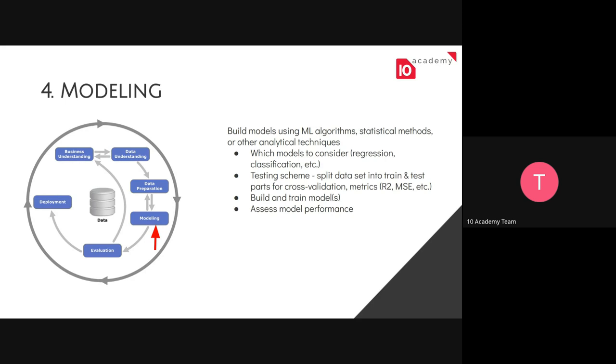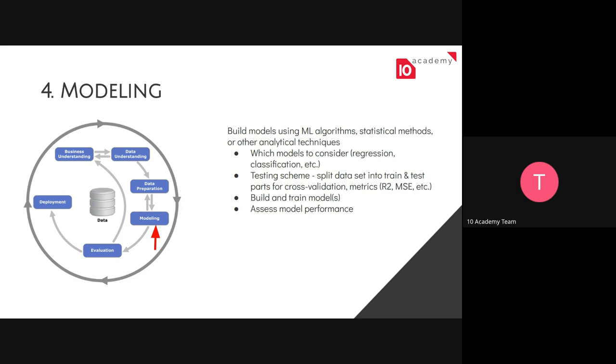You have to choose the metric you will measure the performance of your model with. For a classification model, you can use accuracy and recall metrics. For a regression model, you will use something like root mean square error. Depending on what you are trying to do, the metric you'll use is different, and usually you have multiple choices of metrics. You have to build and train the models and assess the model performance.